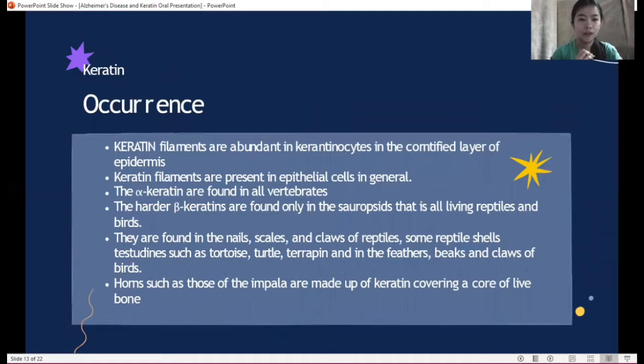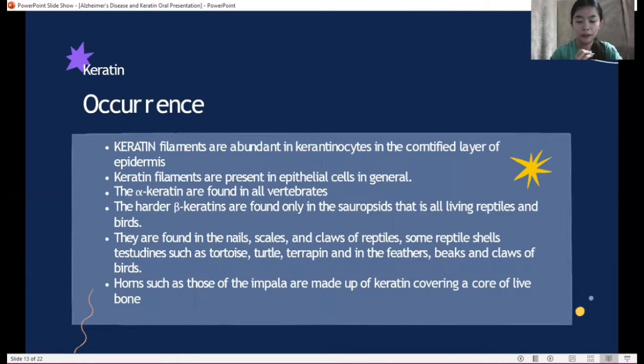Keratin occurrence. Keratin filaments are abundant in keratinocytes. In the cornified layer of epidermis, keratin filaments are present in epithelial cells in general, which are mostly found in our skin. The A-keratin, or alpha keratin, are found in all vertebrates. The harder beta-keratins are found only in the sauropsids, that is all living reptiles and birds.